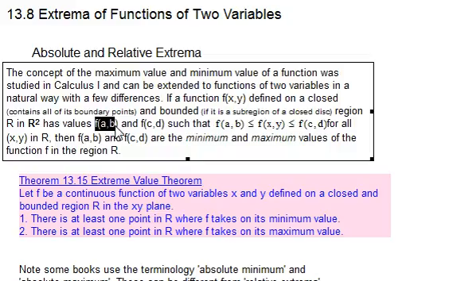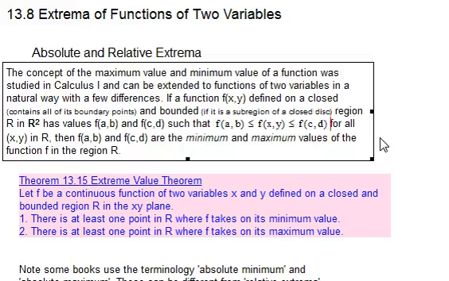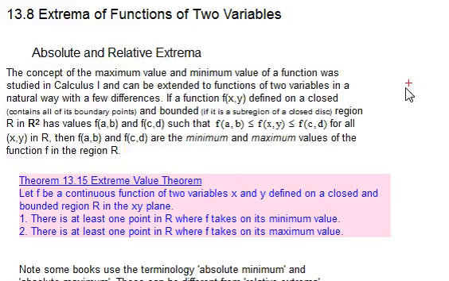If it has values f of AB and f of CD such that f of AB is less than or equal to f of xy, which is less than or equal to f of CD, for all x y in that region R, which is a subset of R squared, so you could call it a disk, then f of A B and f of C D are the minimum and maximum values of the function in the region R. And that would make them absolute extrema.